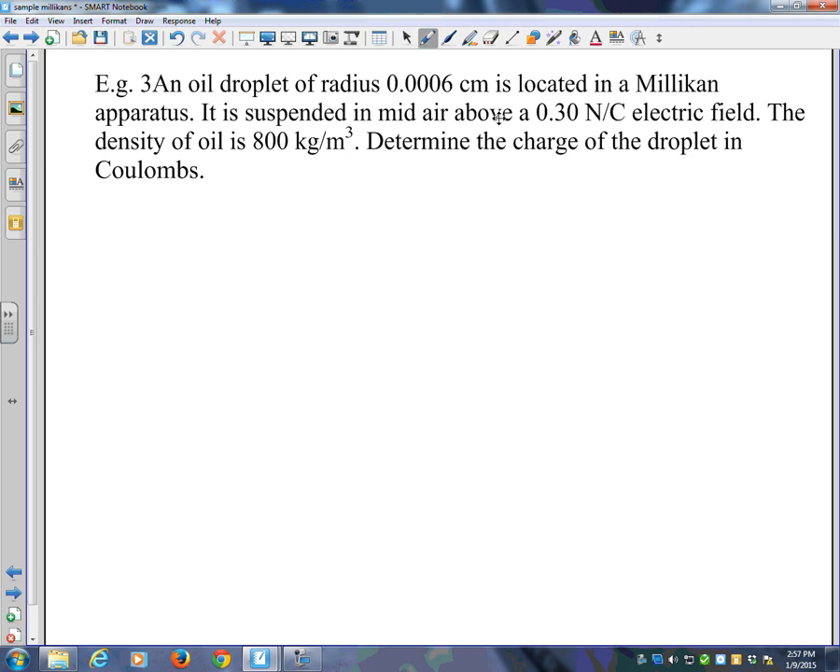You need to know how to convert centimeters to meters. So, let's read this here. An oil droplet of radius 0.0006 centimeters, so let's write R equals 0.0006, is located in a Millikan apparatus. It's suspended in midair above a 0.3 newton per coulomb electric field, so E is equal to 0.3. The density of oil is 800. That, my friends, is a constant. We will use that number at all times. And they're asking you to determine the charge of the droplet in coulombs.